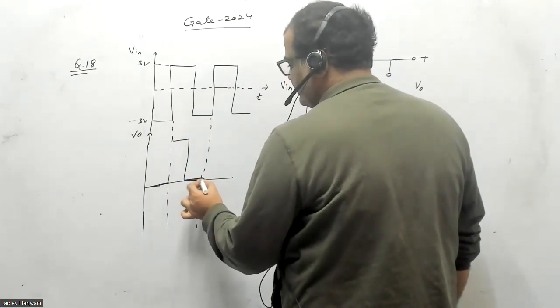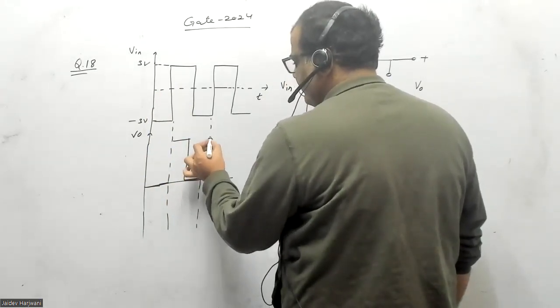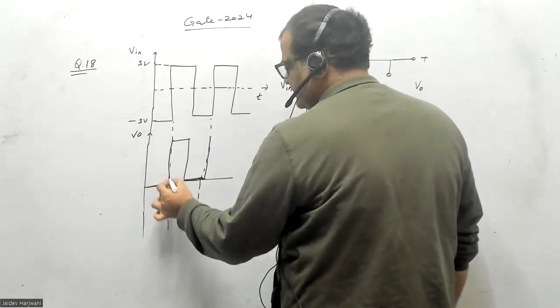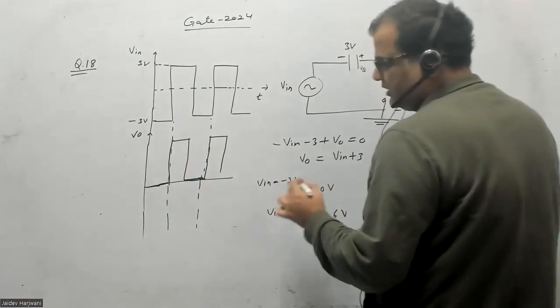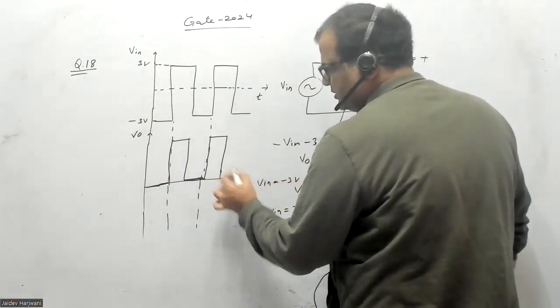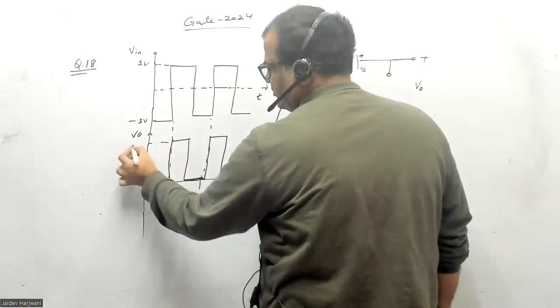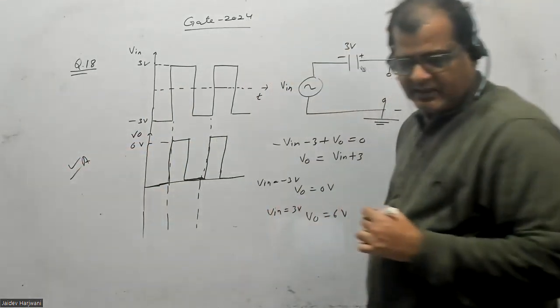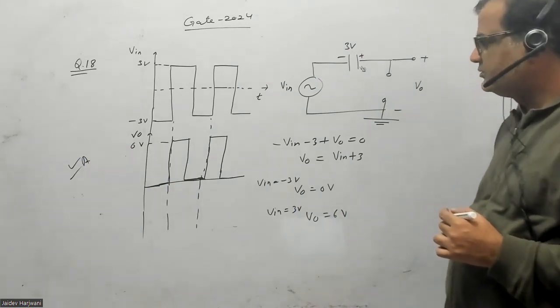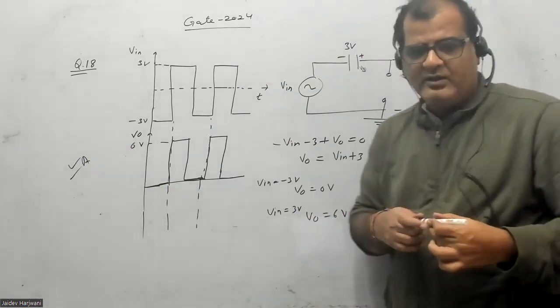So the maximum voltage will be 6 and the minimum will be 0. That means option A given in the question is the correct answer. This is the waveform, and this is your 6 volt, and this is given as option A. Option A is the correct answer for this question. It's a very simple question. Thank you very much.